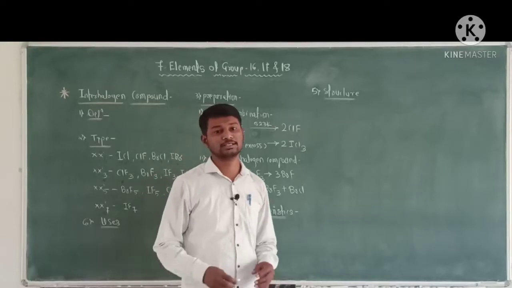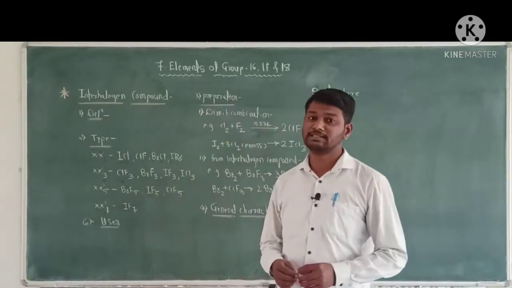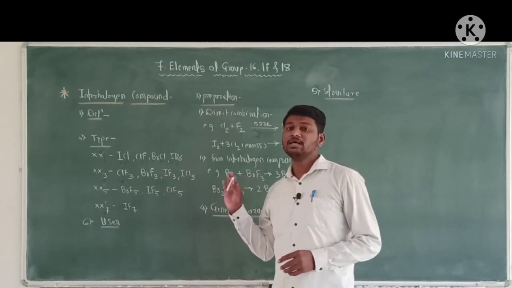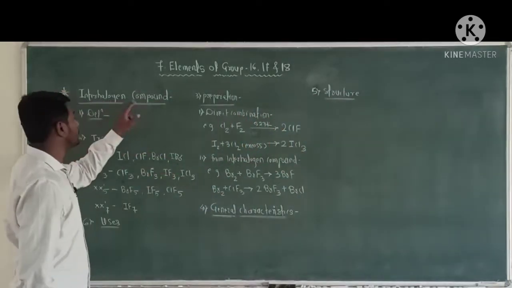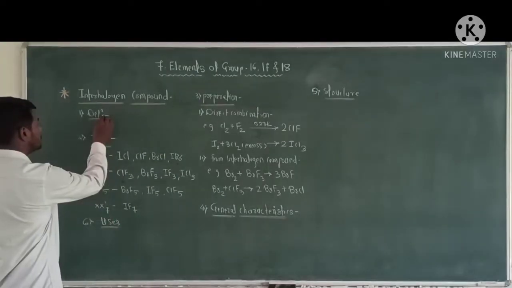Hello student, in the last lecture we started chapter number 7, that is elements of group 16, 17 and 18. Today we will start a new point of this chapter, that is interhalogen compounds. First point, definition.